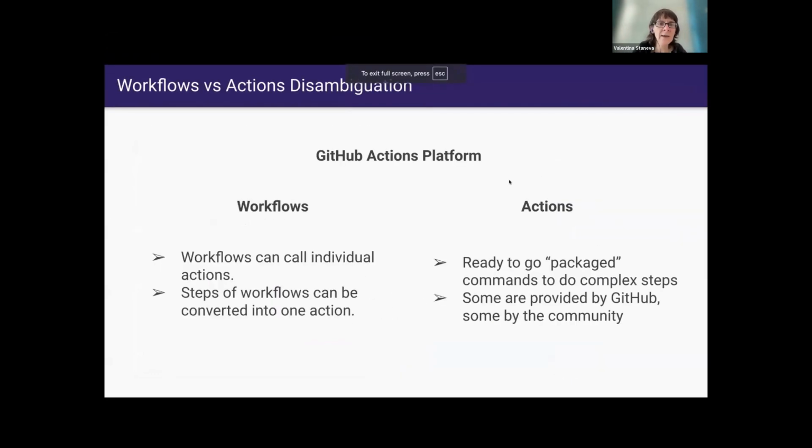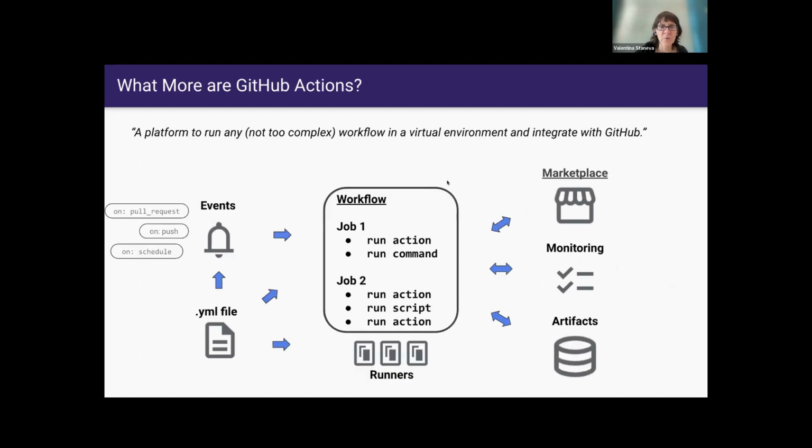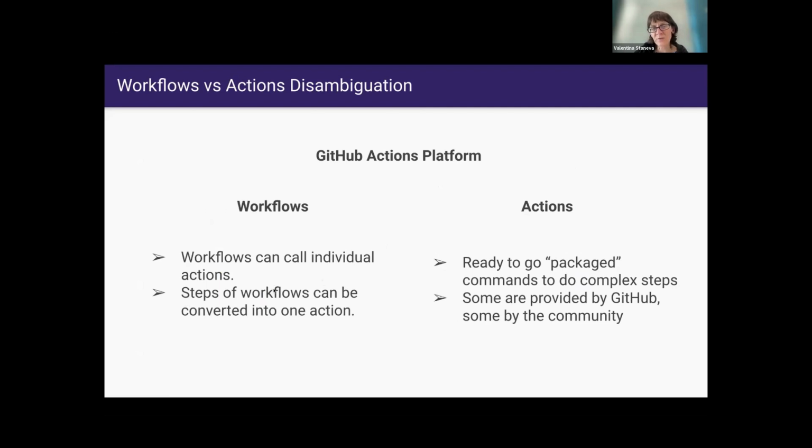Okay, so language disambiguation. GitHub Actions is the whole platform. On the other hand, GitHub Actions consists of workflows and actions. It's confusing. I don't know why they decided on this language, but it's fine. So let's be clear what the difference is. The workflows can run individual actions, as in this example here, where the workflow can run one action inside. But also steps of a workflow can be converted to an action. So it can go both ways.